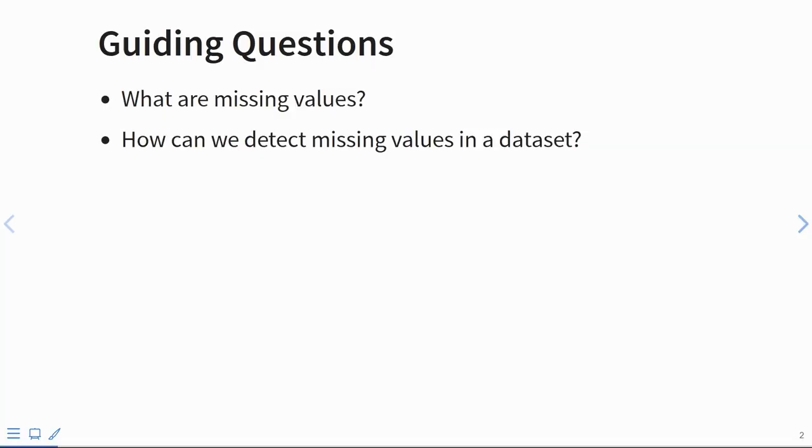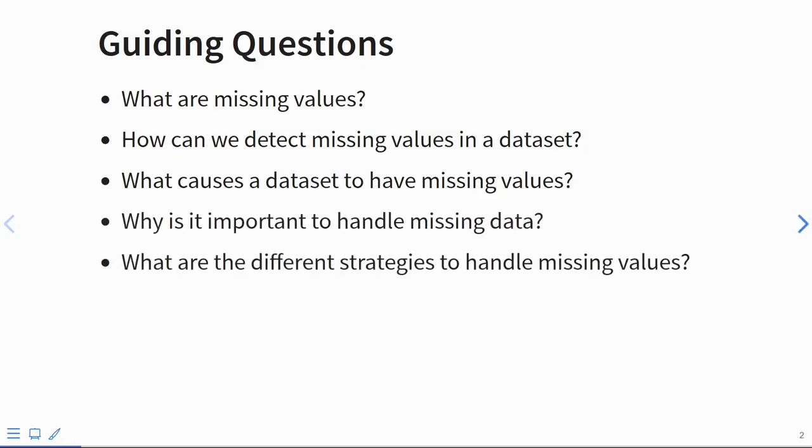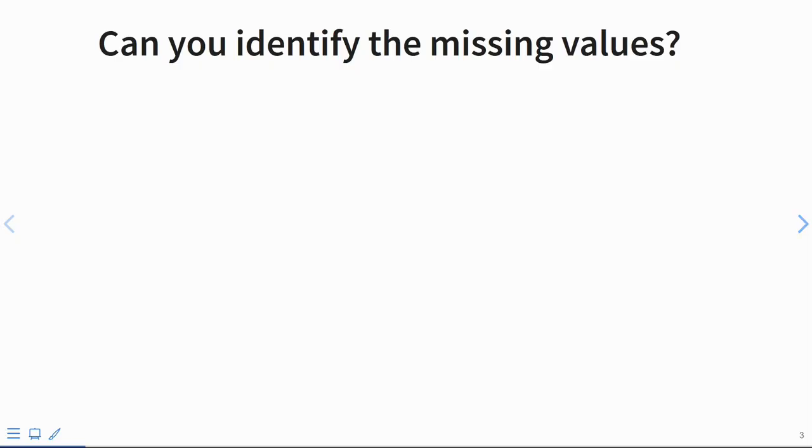To start with, let us look at a few guiding questions. What are missing values? How can we detect missing values in a dataset? What would even cause a dataset to have missing values? Why should we handle the missing data? And finally, what are some different strategies to handle these missing values?